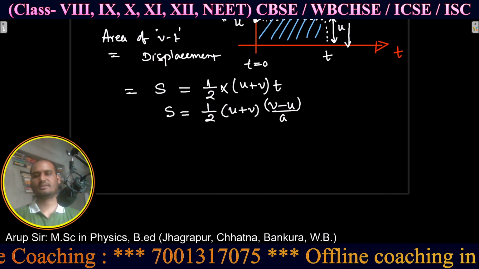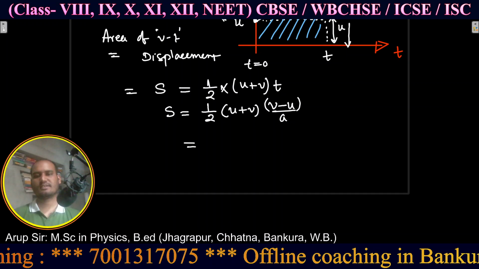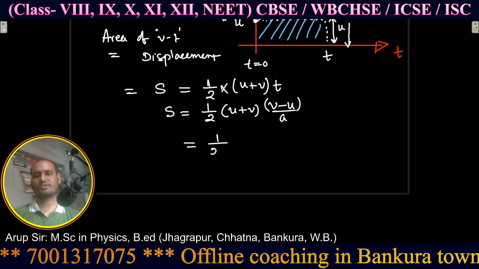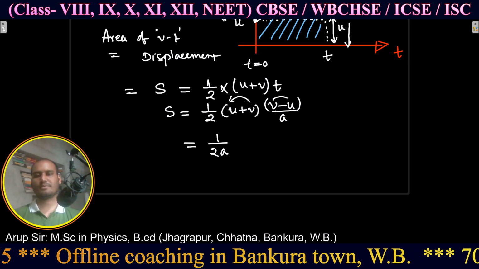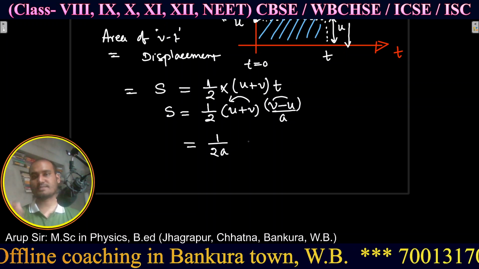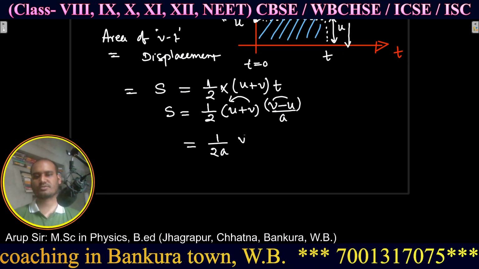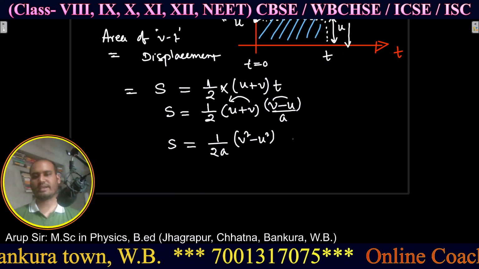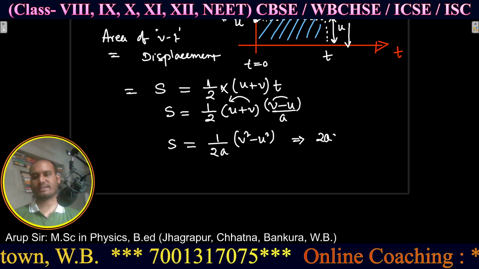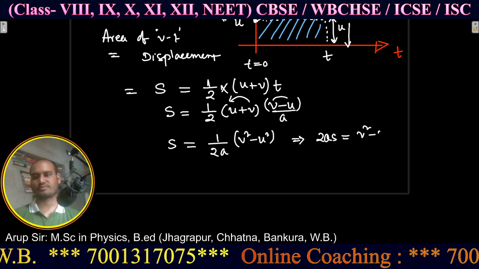Now just simplify this thing. So 1 by 2a into v minus u into v plus u. V minus u into v plus u, like a plus b into a minus b. So v square minus u square. Now 2as equals to v square minus u square.